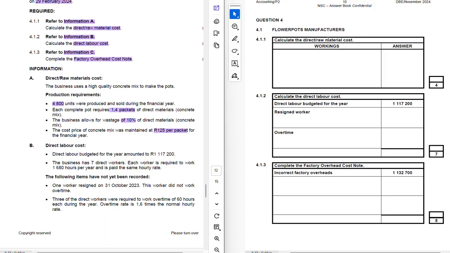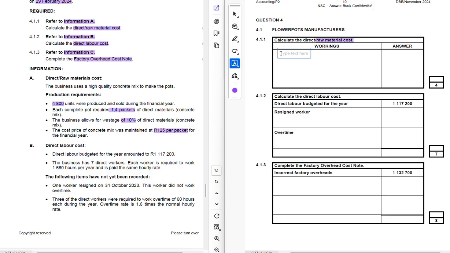Now, how are we going to calculate the raw material cost? In order for us to calculate raw material cost, we first need to know how much direct material we need. We've been told that it requires 1.4 packets per unit, right? So per unit, we require 1.4 packets. We are further told that an extra 10% of normal wastage is allowed. And finally, we are told how much each packet of raw material costs.